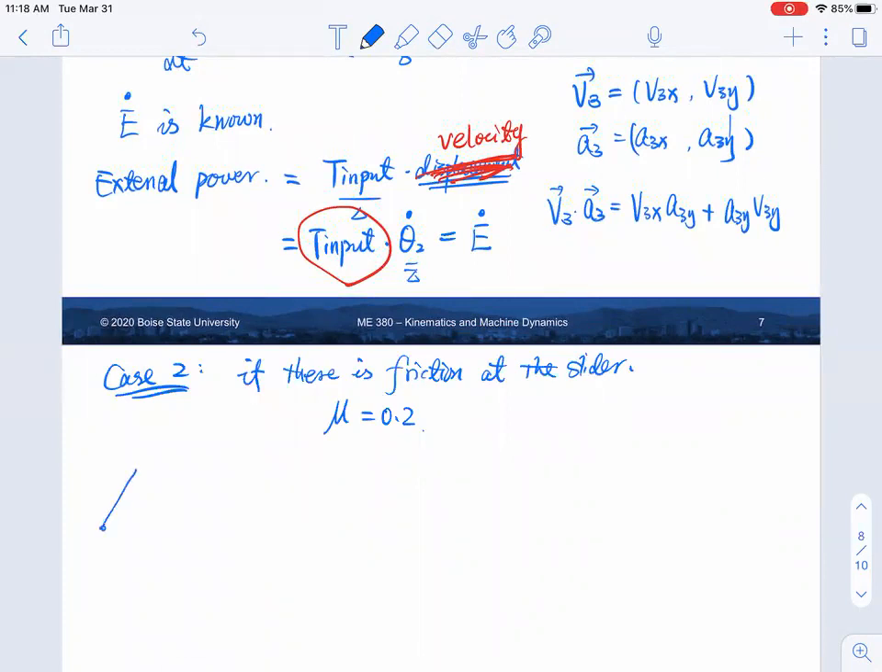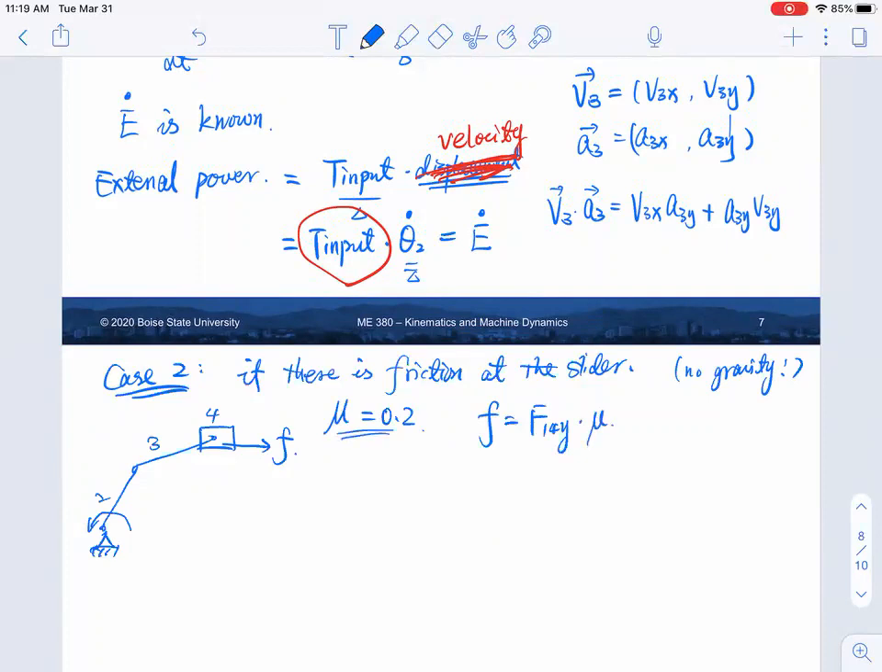So let's see, you have a crank slider 2, 3, 4, and right now it's cranking to the left, and then let's assume number 4 is moving to the left, and then there is a friction force F applied on this number 4. And then no gravity still. All right, so this friction force is F1y times mu, right? That's the friction coefficient.